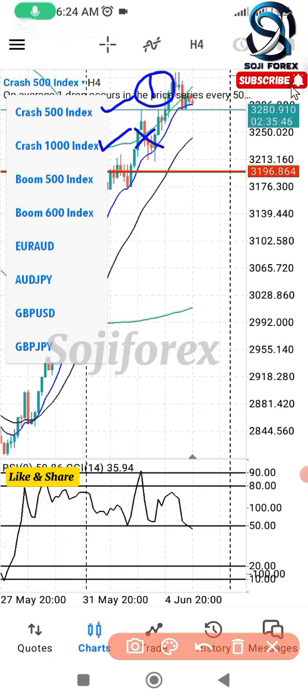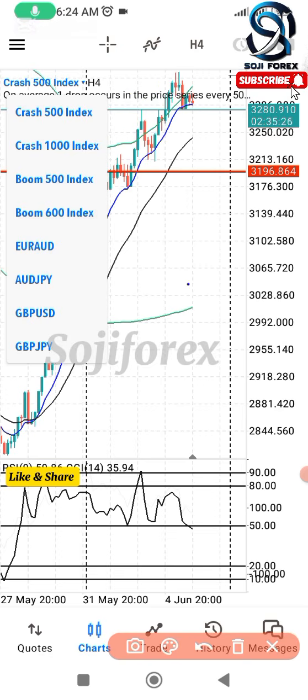Now that is one thing you must know. And vice versa, even on the same Crash 500 that you are having a trade running, you don't need to have two entries for any reason. One entry at a time, okay?